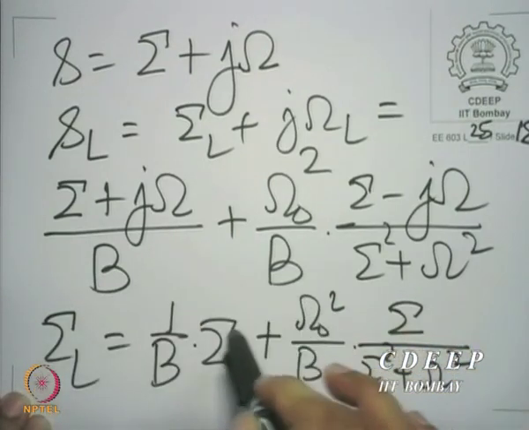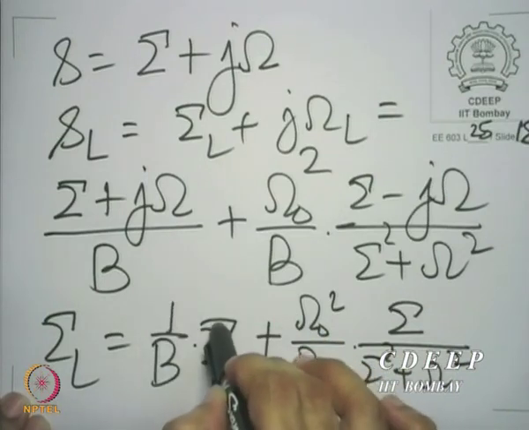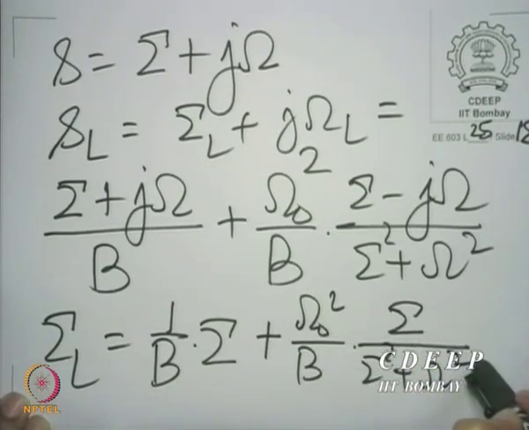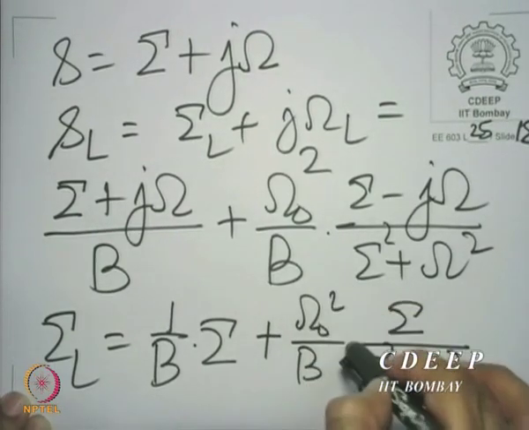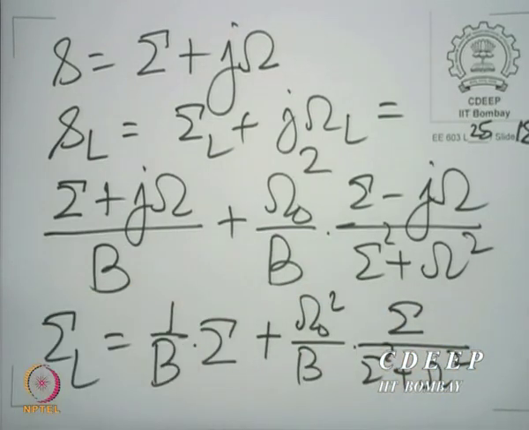On the other hand, if sigma is negative, then this is bound to be negative. And this is definitely bound to be non-zero, because sigma squared plus omega squared can't possibly be 0 if sigma is negative. It's bound to be positive. So this is positive, this is positive. So this whole thing would become negative. So a negative quantity plus a negative quantity would give a negative quantity.